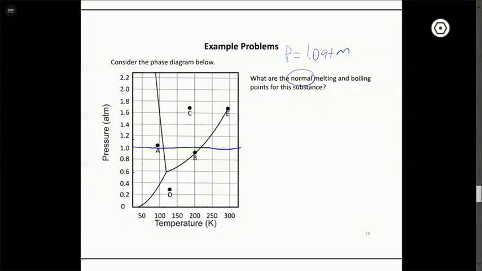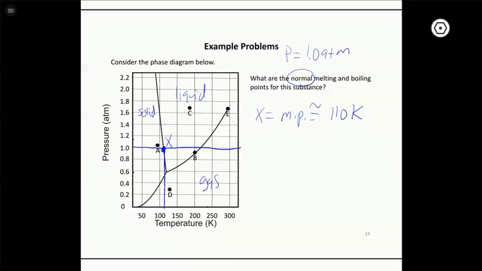The melting point is going to be where it crosses into the solid-liquid region. So the melting point is this point here, which I'll label with another letter, X. We extrapolate that down to the x-axis to find what temperature that corresponds to. You have to use your eyeballs a little bit, but it's going to be around 110 Kelvin. So the normal melting point at 1 atmosphere is 110 Kelvin. You go down to the x-axis to find that.